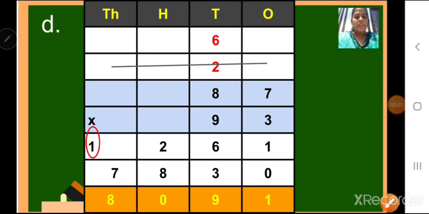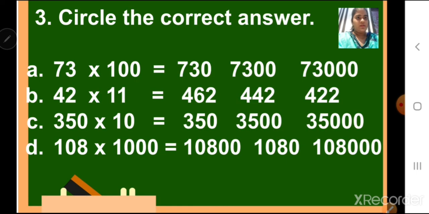Okay children, note this down in your textbook. After this, E and F is homework. Okay, so we will go directly to question number 3. Circle the correct answer. So question number 3 is given to you. Circle the correct answer. There are options given here. 3 options are given to each question. We have to find the correct answer. Correct. So let us do it.